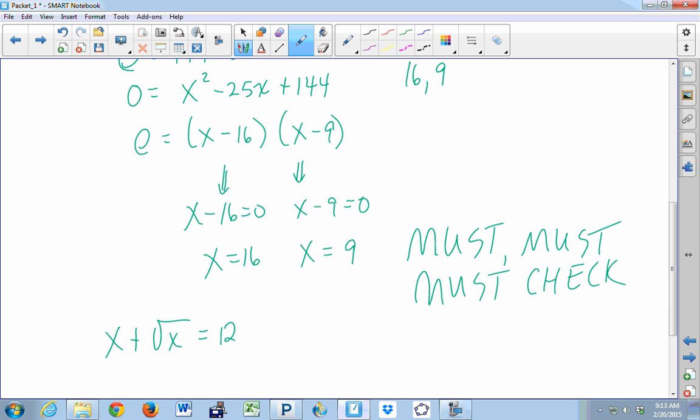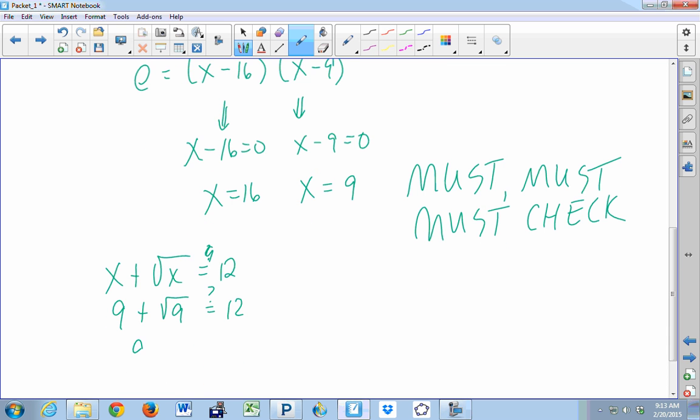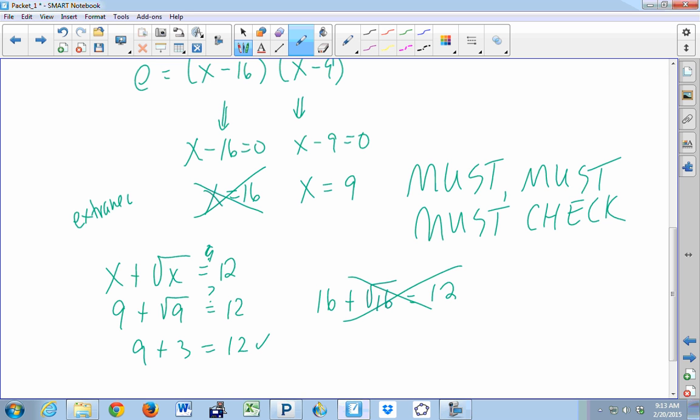And if you check both of these, you can put 9 in plus the square root of 9 equals 12. So this is what you're checking. And 9 plus 3, hey, cool, that works. Yep. And now you try your 16. 16 plus the square root of 16, does that equal 12? Nope. So this solution is what we call extraneous. And this is the only solution. So when you put your solution set into MyMathLab, that's only one element in your set, the element 9.